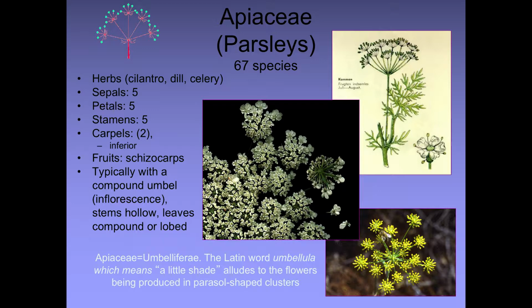So the Apiaceae comprise herbs. The common ones we know are cilantro, dill, and celery. Sepals 5, petals 5, stamens 5. Carpels, which are also the pistils or the ovary, are inferior. We haven't talked about the schizocarp fruits, but typically the stems are hollow, also in members of the parsley family, and leaves can be compound or lobed. As you see in that picture, that's a compound leaf. It's not just a single-edged leaf.